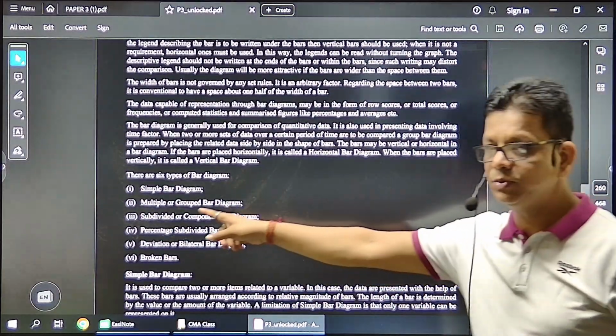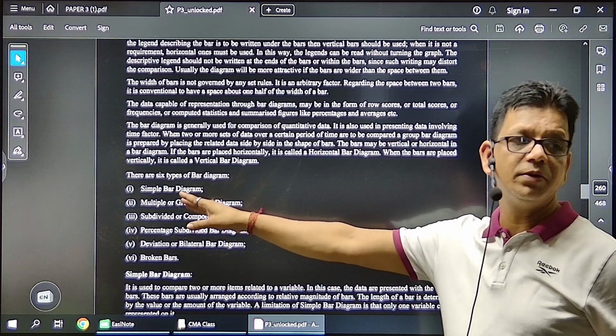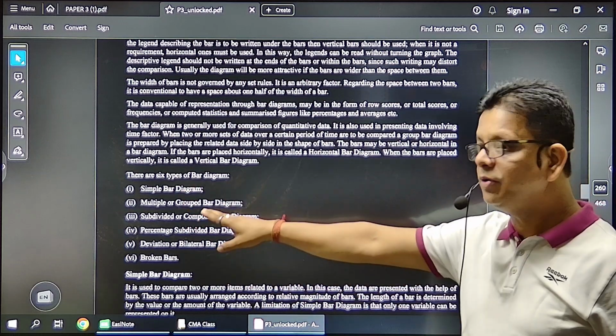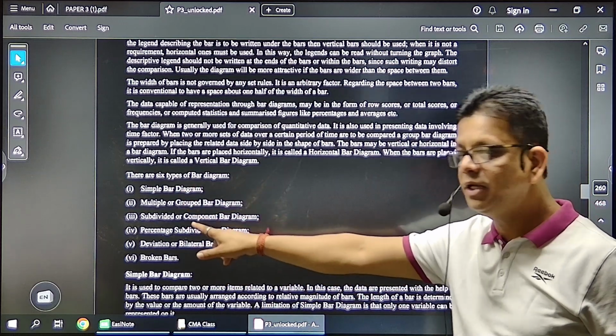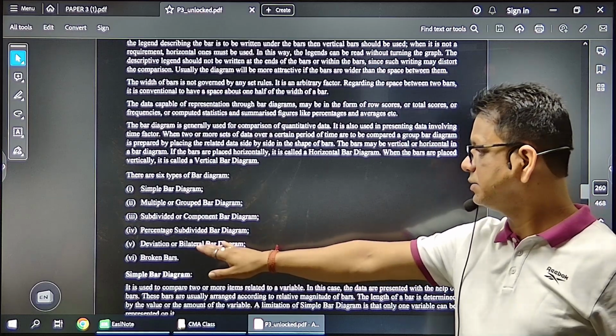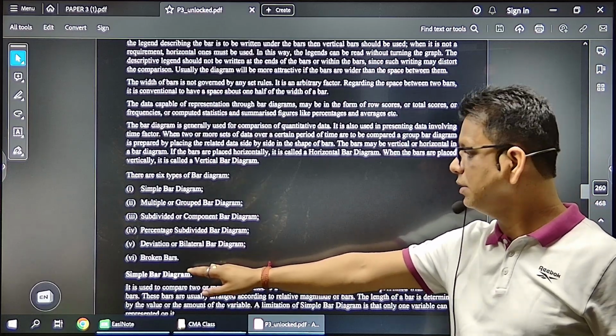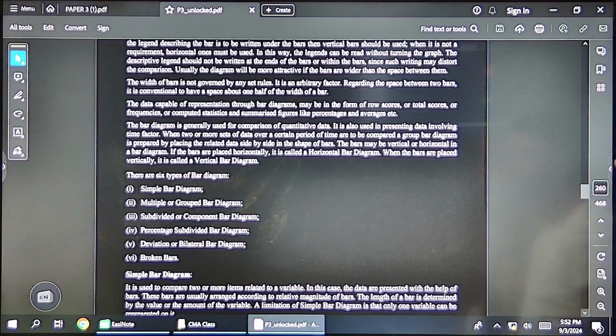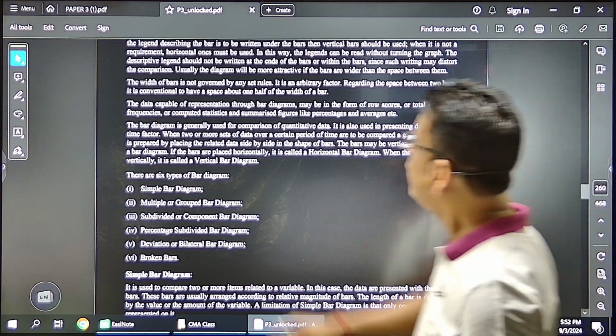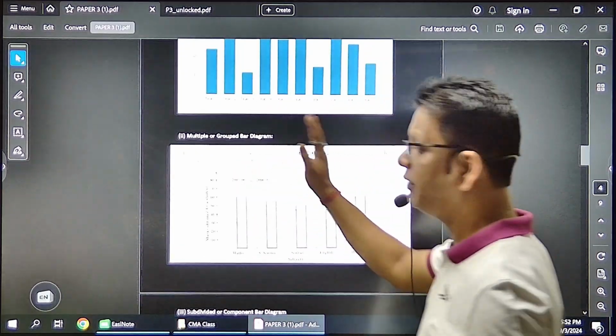Simple bar graph, this is what I have explained just now. You know it from schooling. Multiple or group bar graph, you know this. Subdivided, I'm not sure you know or not. Percentage subdivided. Deviation or broken bars. All these last few topics I think you did not get in school. So, I'm going to show it one by one. The first one is shown.